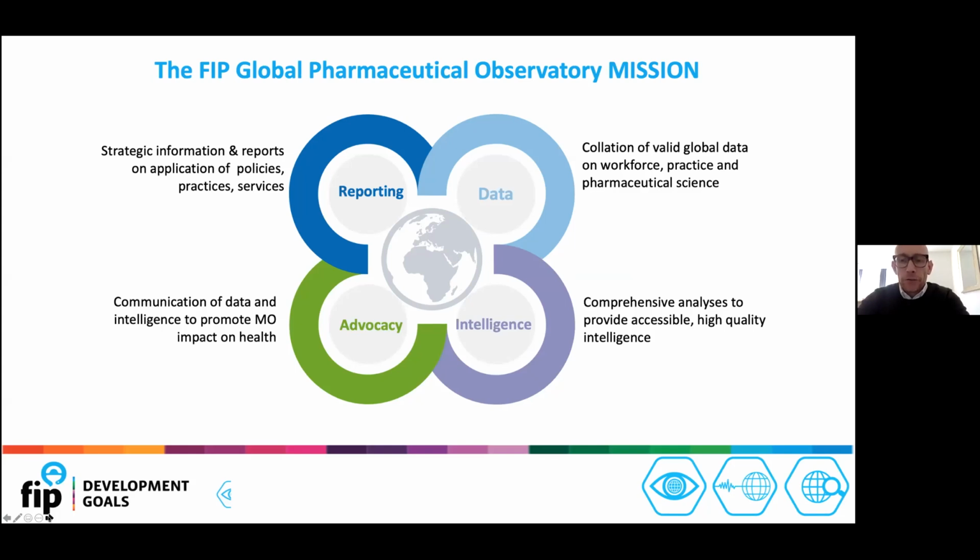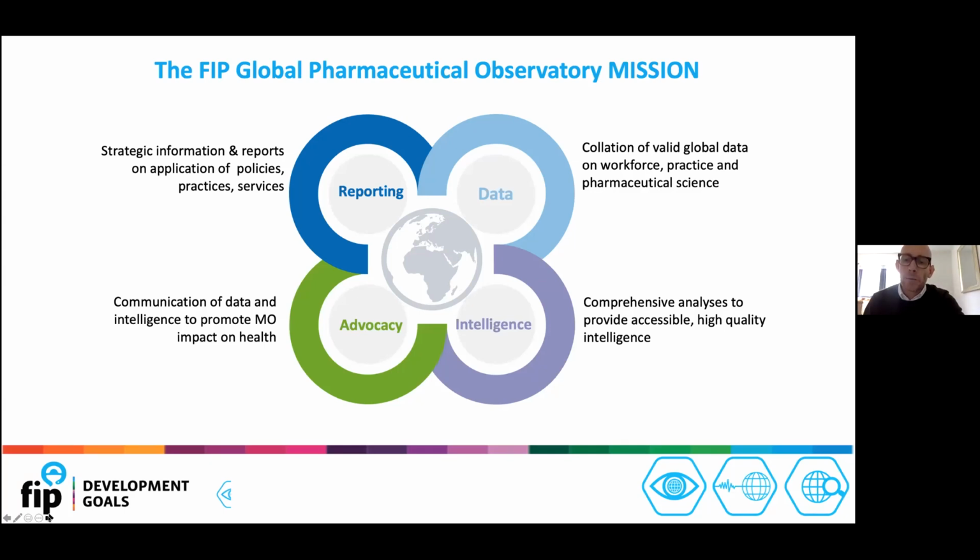So our first task is always, and particularly related to today's Development Goal 16, communicable diseases, is to collate valid global data on workforce, education, practice, and pharmaceutical science. We must undertake comprehensive analyses of collated data to provide accessible, high-quality intelligence, and all this must be communicated innovatively to promote our member organisations' impact on health.